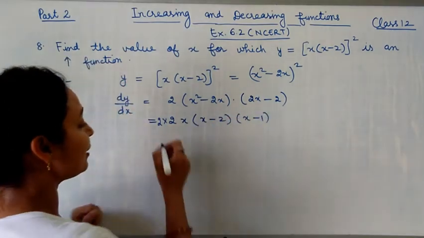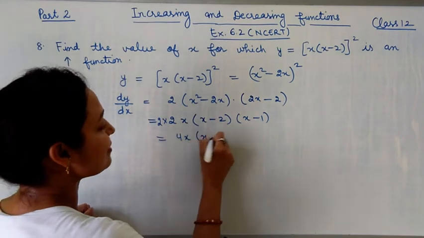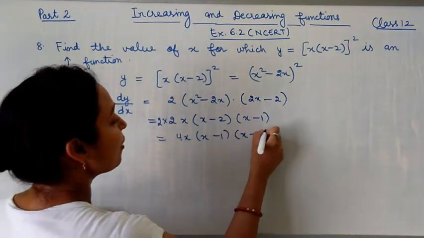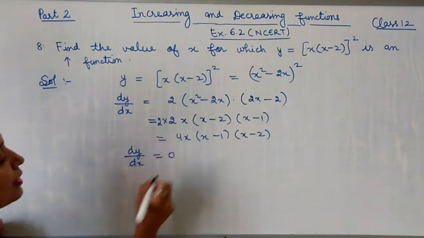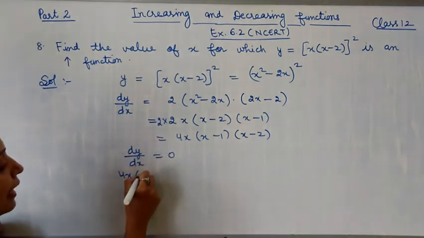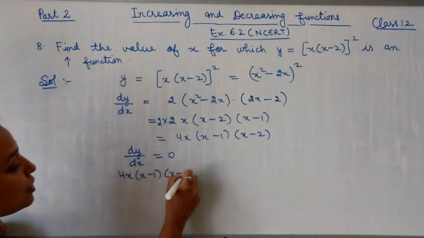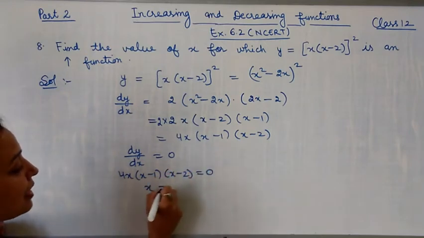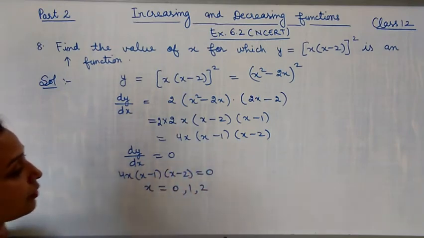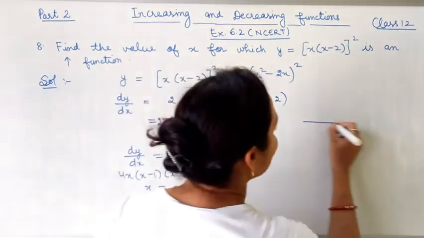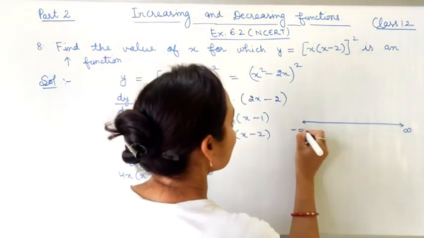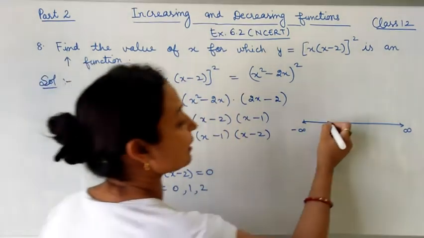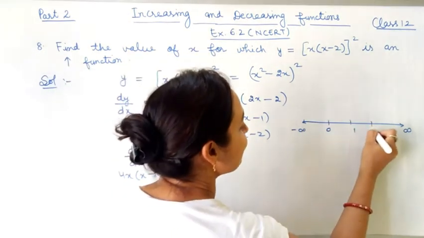So we have the factors 4x, x minus 1 and x minus 2. When you set the derivative to zero at the critical points using these values, we have three values of x: 0, 1 and 2. I will draw the number line from minus infinity to infinity. There are 3 points, which I will write in increasing order like this.